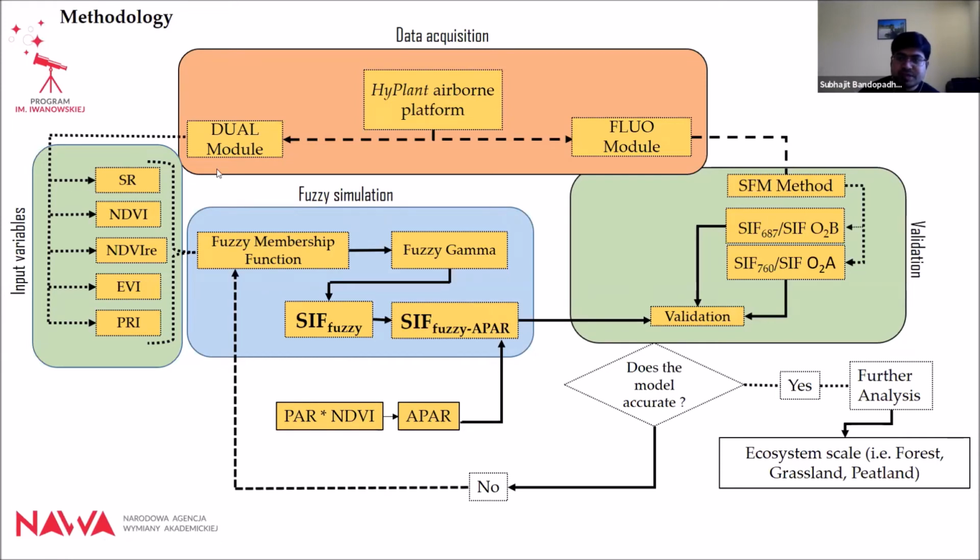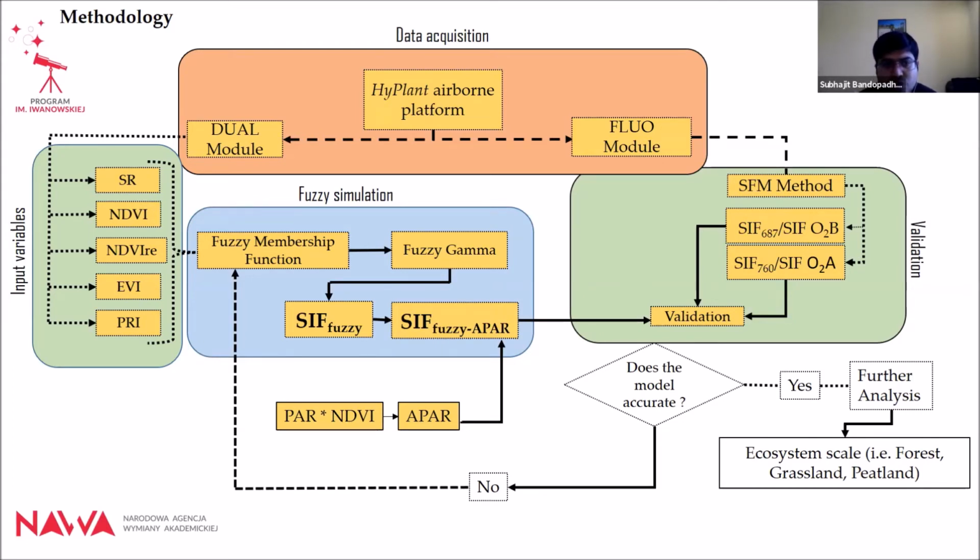So I'm going to present a small modeling work using these airborne spectroscopy data sets. So here is a full schema of the methodology that I have adopted for the whole modeling chain. You can see that from the airborne spectrometer, we have two different modules, the DUAL module and the FLOX module. From the DUAL module, we derive these different vegetation indices from simple ratio to PRI. And on the other hand, using the SFM method, we have the sun-induced fluorescence map at oxygen absorption band A and B together. Then we have used the fuzzy simulator, which is a two-step simulation process.